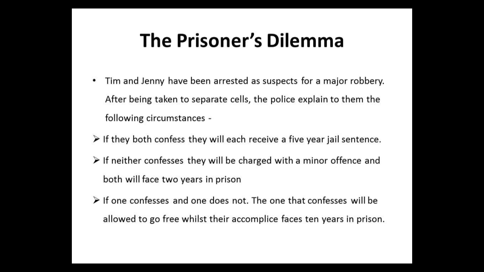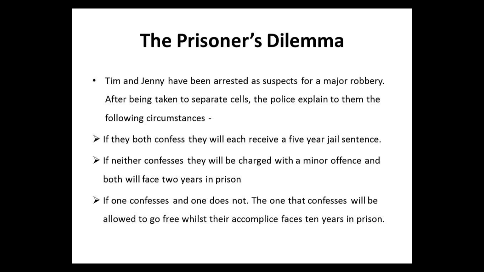They're taken to separate police cells and the police give them the following circumstances. If they both confess to their crime, each of them receives 5 years in prison. If neither of them confesses, they both receive 2 years in prison. But if one of them confesses and the other doesn't, then the person who confesses goes free, so no years in prison, while their accomplice goes to prison for 10 years.